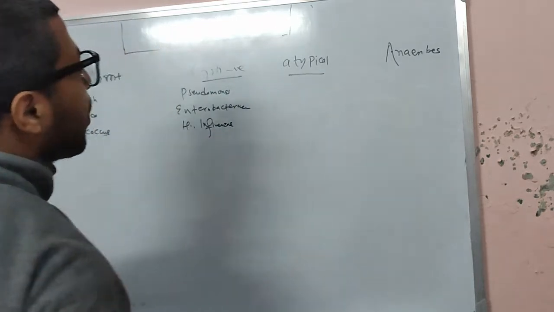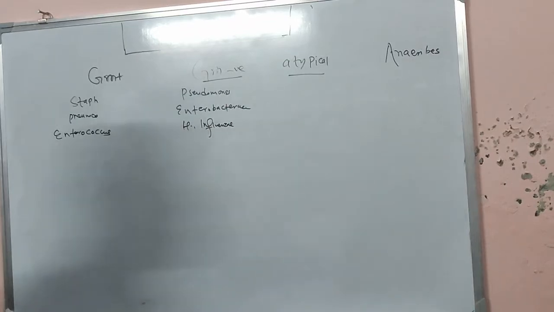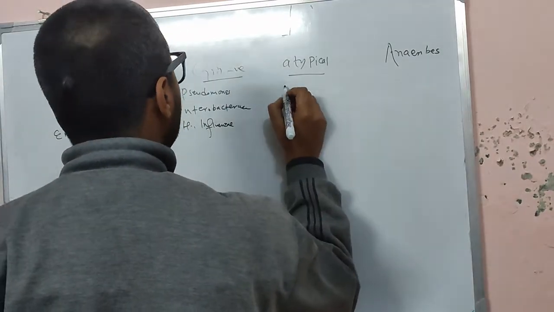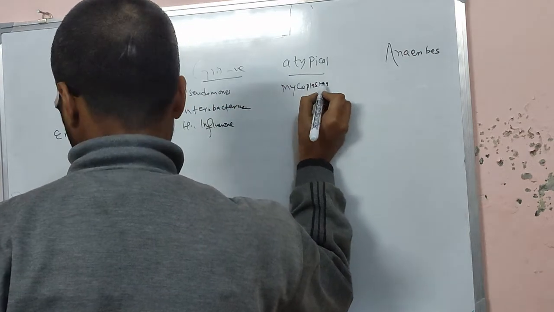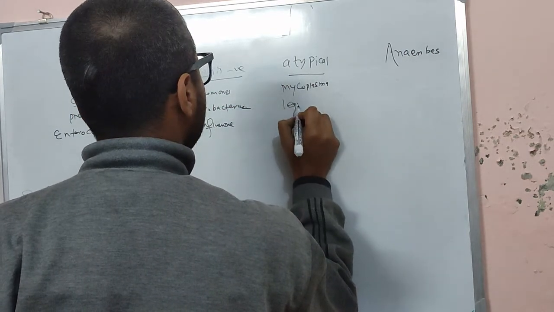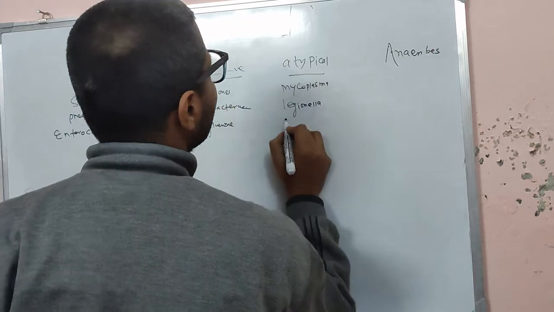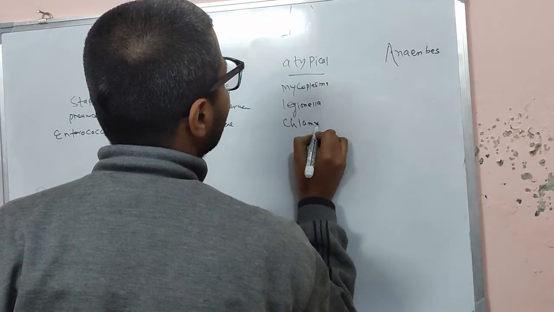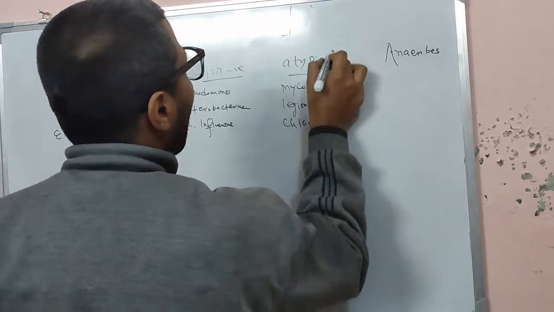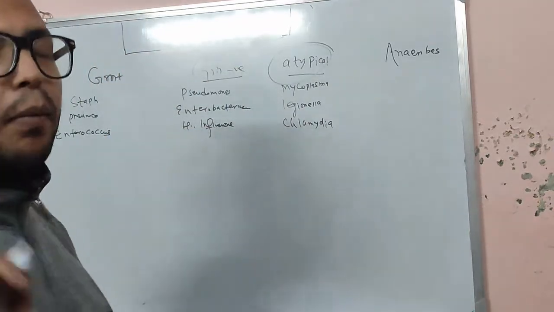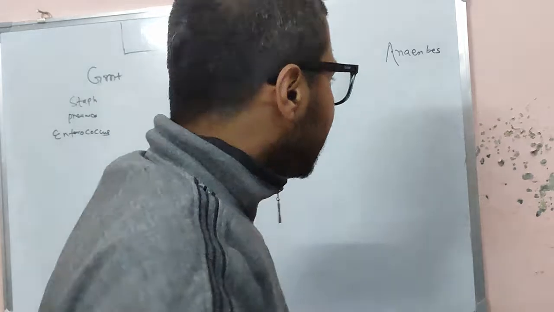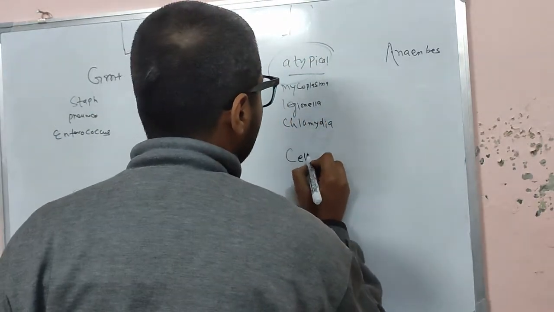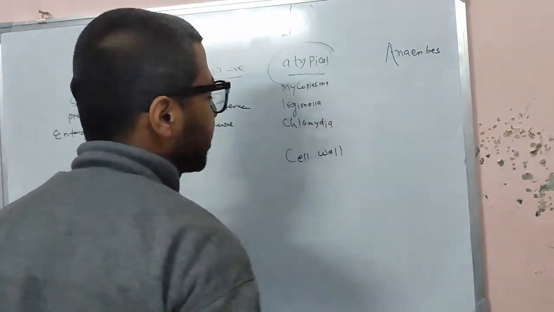And tell me something about atypical. Some bacteria that fall under atypical: Mycoplasma, yes. Legionella, Chlamydia. And what is atypical about atypical bacteria? The atypical thing about atypical bacteria is that they do not have a cell wall.